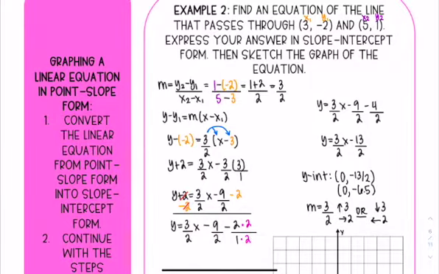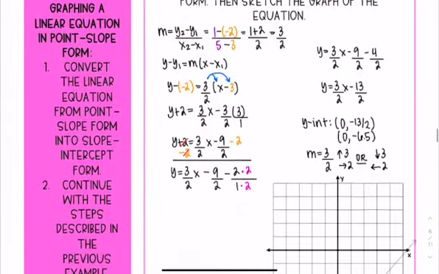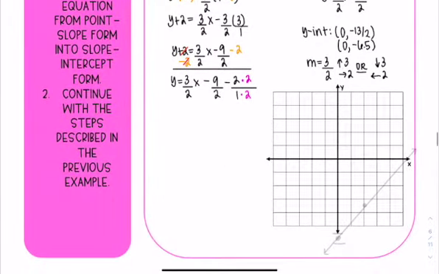So let's go ahead and plot my y-intercept first. We've got -13/2, which is going to be -6.5. So let's go ahead and just estimate it right about there. And then we're going to go up 3 units and to the right 2. So we've got 1, 2, 3, to the right 2.